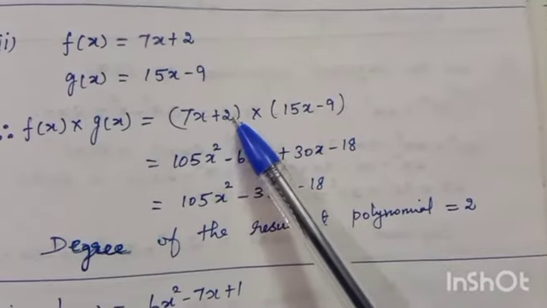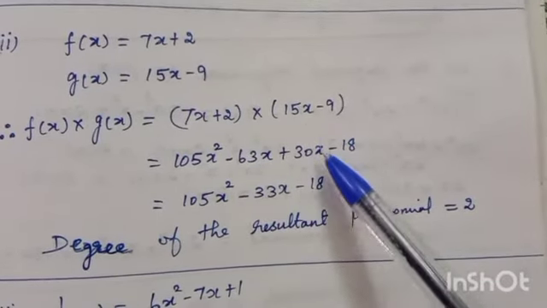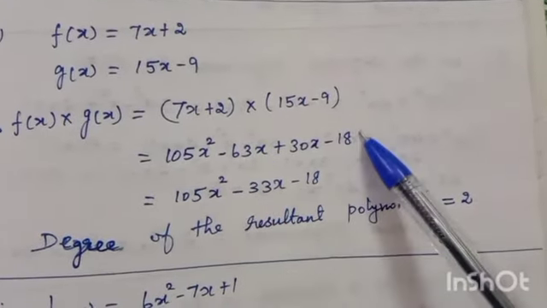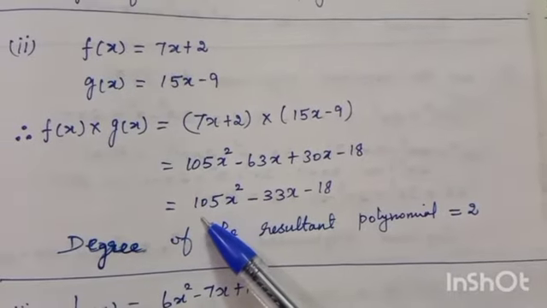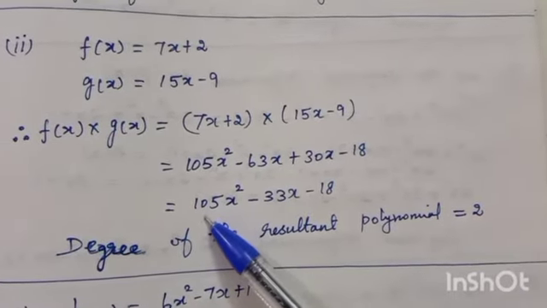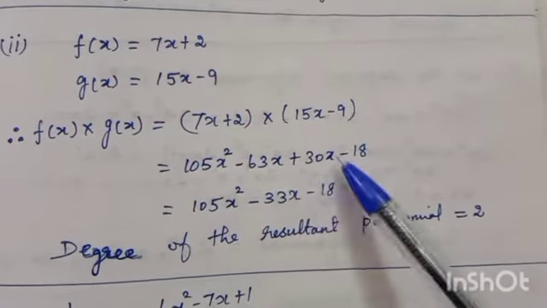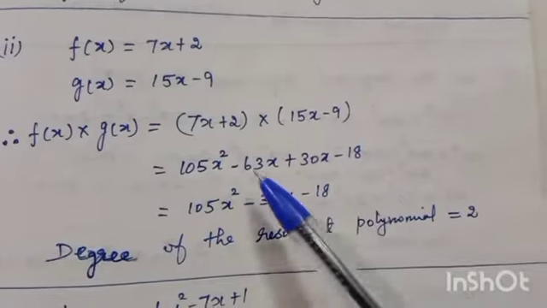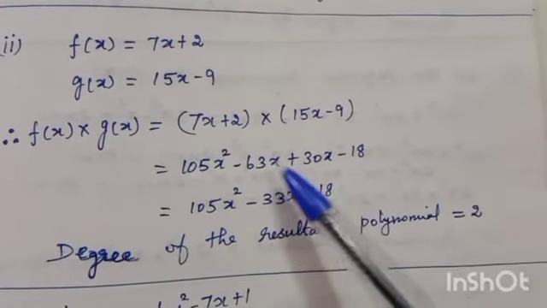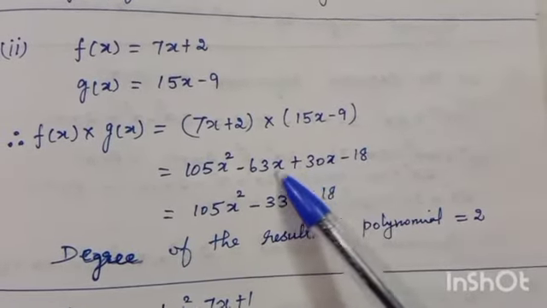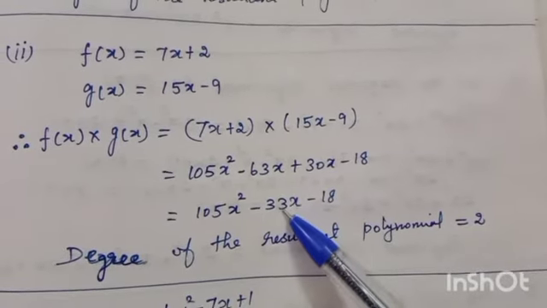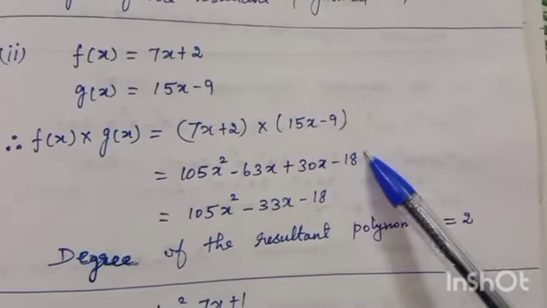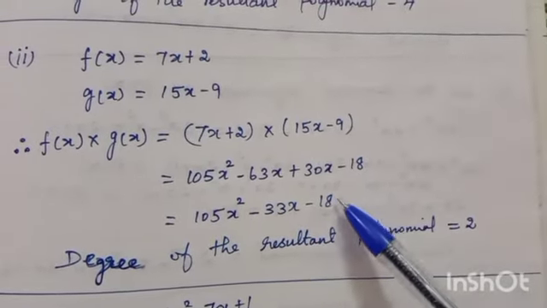Next multiply with 2. 15 into 2, 30, 30x. Plus 2 into minus 9, minus 18. Now you have to simplify this. We have only one x square term, so take and write 105x square. These two x terms have different signs, so you have to subtract these two. Greater number minus smaller number, that is 63 minus 30, that is 33. Greater number sign is minus, so minus 33x. Constant we have only one, so that is minus 18.